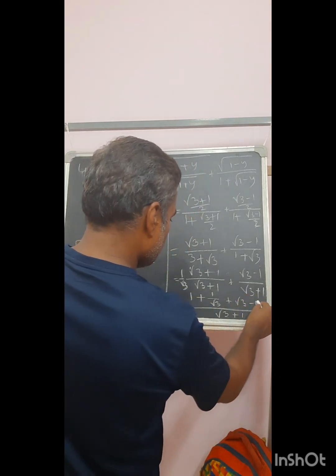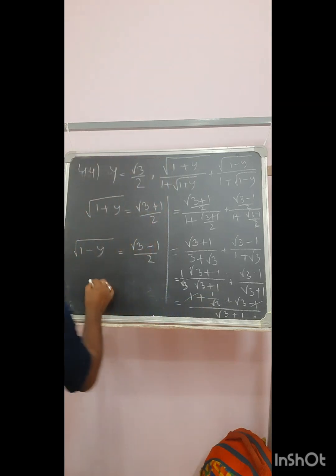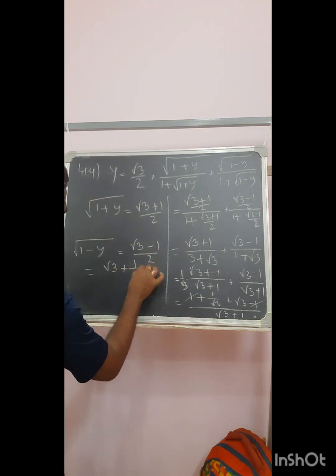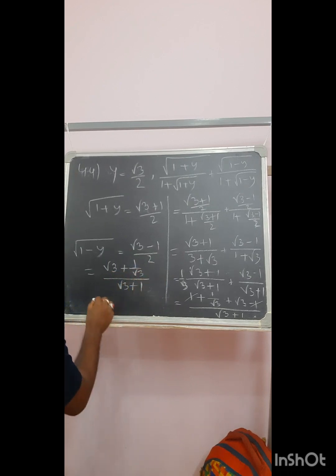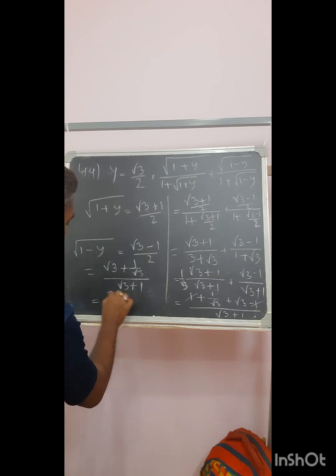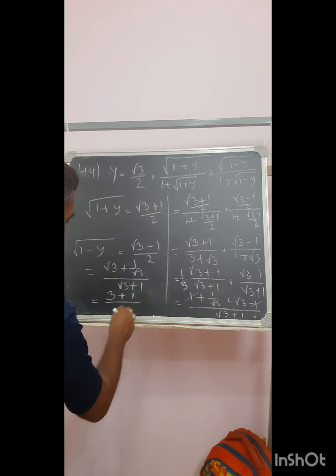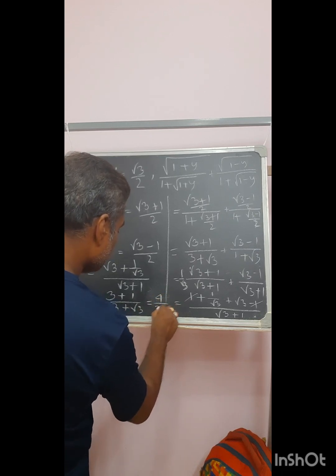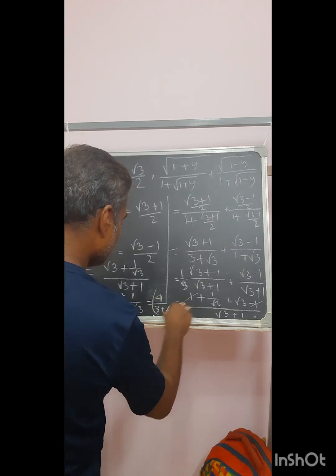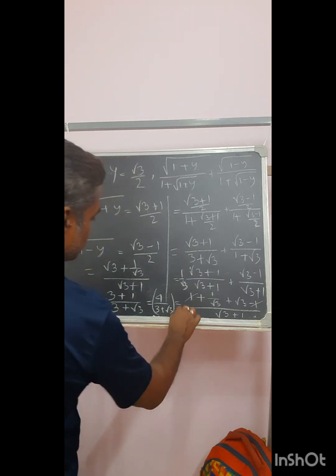Now 1 and 1 will be cancelled out. If I take it there, it will be root 3 plus 1 by root 3 on the numerator, and root 3 plus 1 on the denominator. Now further calculating, it will be 3 plus 1, root 3 plus 1 root 1, and root 3 will be multiplied here, then it will be 3 plus root 3. So all total 4 by 3 plus root 3 will be your answer, final answer.